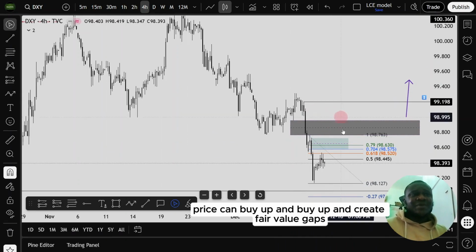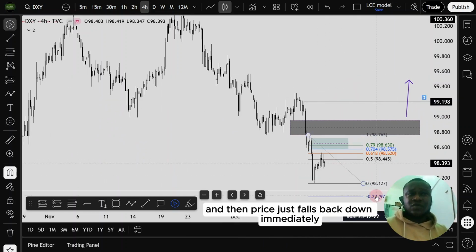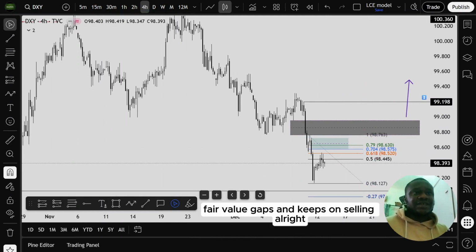Price can buy up and create fair value gaps, and you might think, okay, DXY dollar is now buying. You'll be surprised to see there'll be a sweep here that happens, and then price just falls back down immediately, creates new bearish fair value gaps and keeps on selling.